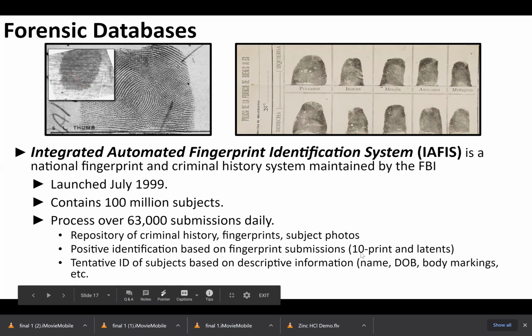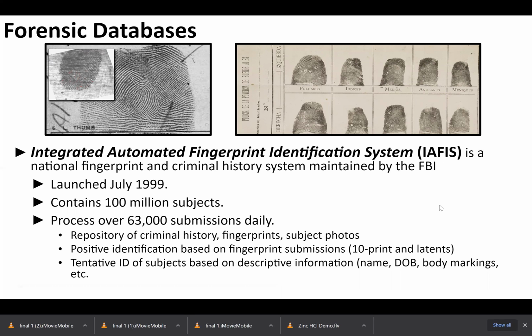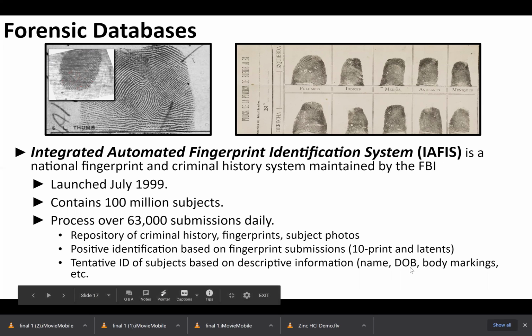Oh, it doesn't say how many points. 10 print, meaning 10 fingers, and latents. The tentative ID of subjects is based on descriptive information, which is name, date of birth, body markings, etc.